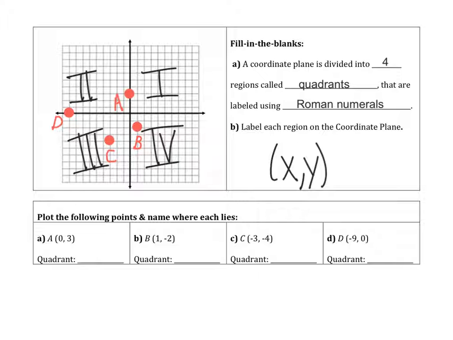And we also were supposed to name where each ended up, where each lies. So for part A with the 0, 3, I ended up on the y-axis. So my answer, instead of quadrant, I'm going to erase that part, and it ended up being on the y-axis. And then for my point 1, negative 2, point B, it was in quadrant 4. And then part C, negative 3, negative 4, that was in quadrant 3. And my last point, negative 9, 0, didn't fall in a quadrant that time. It ended up on the x-axis. So my answer would be x-axis.